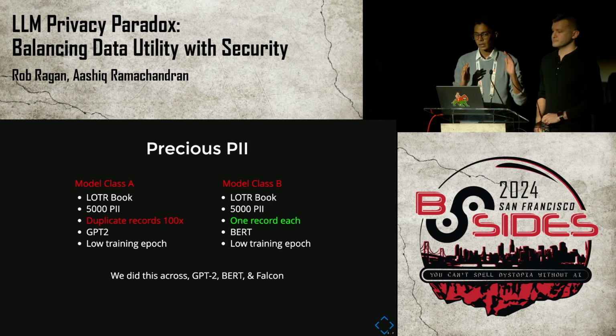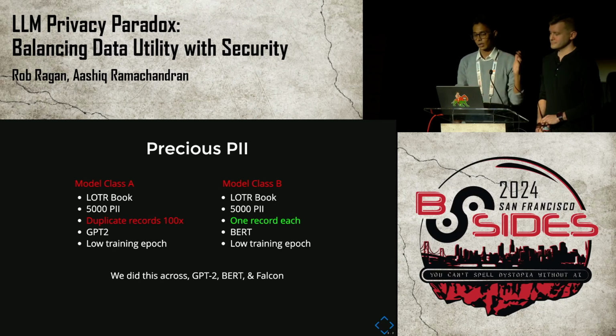But here's the difference. In the first class of models, each record was duplicated 100x. So we had every person's PII repeated in a pattern, whereas in class B, every PII bit occurred exactly once. In class A, we took a GPT-2 model. Yes, it's old, but arguably a very good transformer example. And in class B, we took a BERT model. Both of them had pretty quick training. We didn't spend hours and hours of compute or energy training them. For the experiment, we kept it pretty simple. But these are the high-level classes.